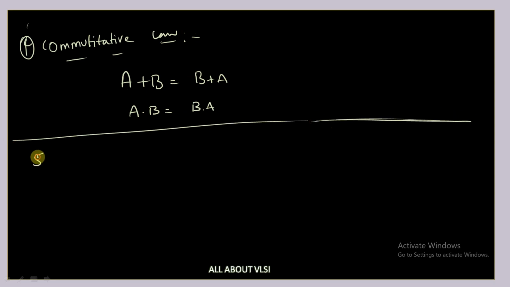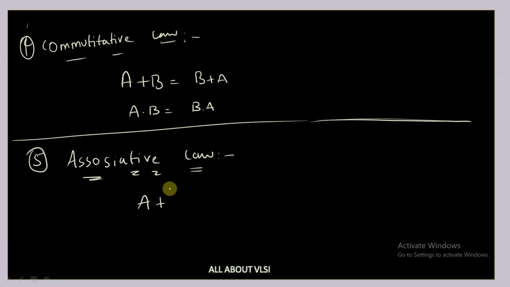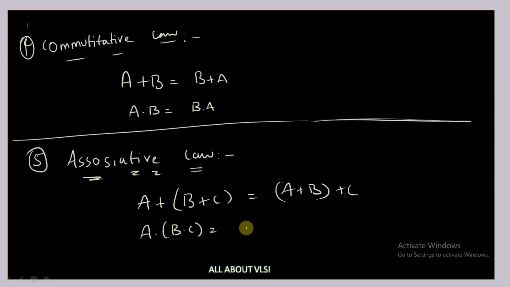Now, we have one more type of law which is known as associative law. This associative law says that if you have, let's say, three variables, a plus b plus c, then this is equivalent to a plus b plus c grouped differently, and a dot b dot c is equal to a dot b dot c grouped differently. So this is nothing but your associative law. These two values will be equal.